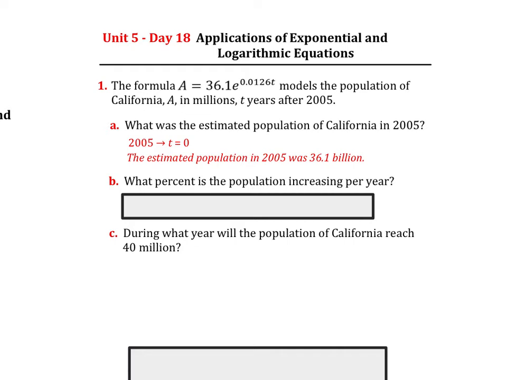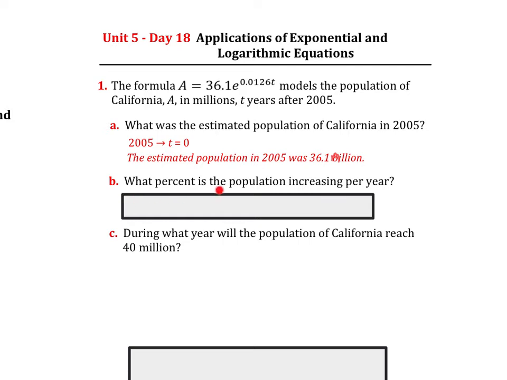Well, we know that as being the y-intercept. Well, the y-intercept is just this a value out front. In this case, 36.1. And I do believe there's a little typo. This should be million, not billion. 36 billion people. Holy smokes, that'd be a lot.